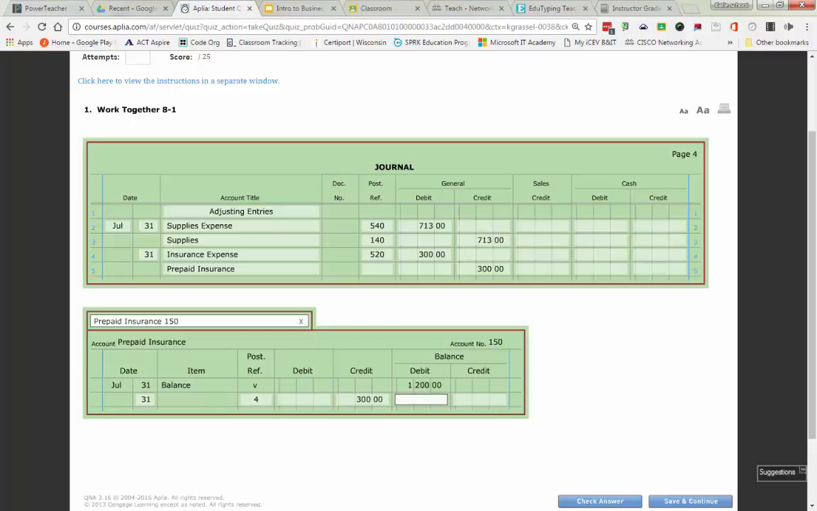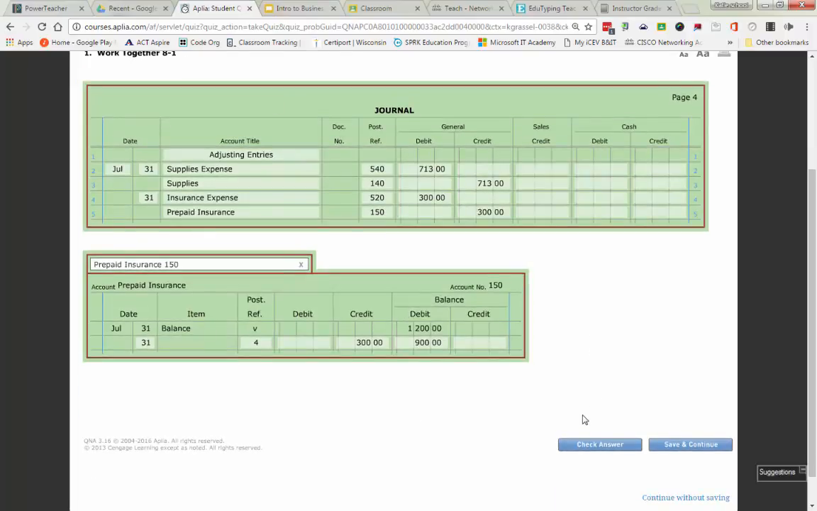It previously had a $1,200 balance. So I can't just put $300 in my balance column. I have to do the math. So I'm going to do 1,200 subtract 300, and that should give me 900 as my new balance for prepaid insurance. Last step is to go through and put 150 in for my post reference. Account number 150 posted for prepaid insurance.